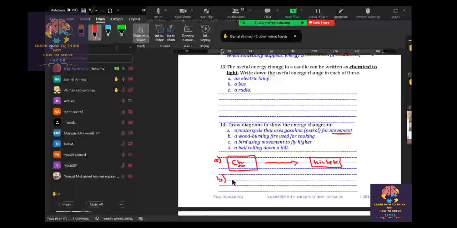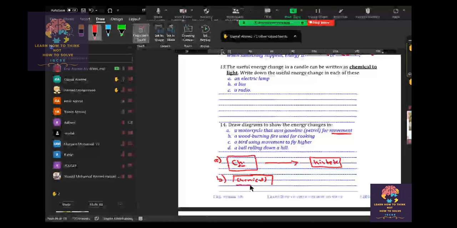Number B. A wood burning fire used for cooking. It is chemical energy inside the wood, converted into thermal. Very good. But it is also converted into light. What we are saying is the useful energy only. The energy inside the wood is converted into thermal in the form of heat and light, but the useful energy is thermal. Excellent.